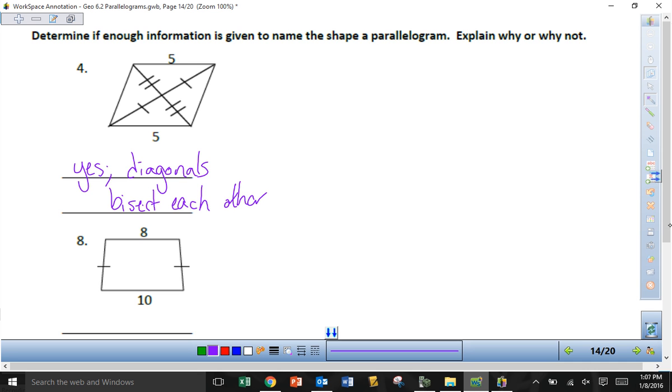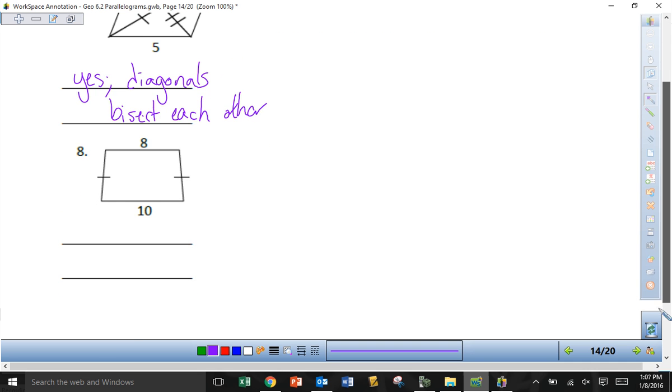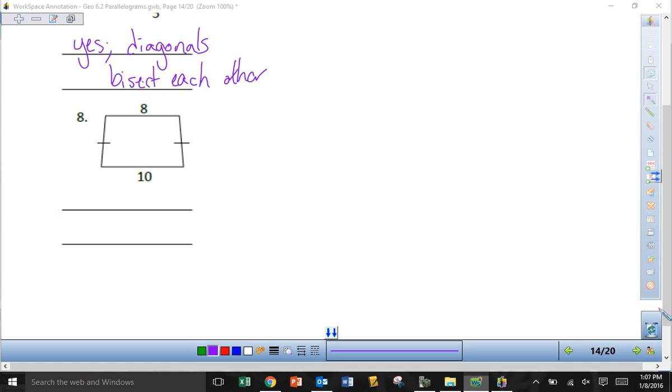Okay, for the next one we're going to skip down to number 8. It's right directly below the one we just did, and talk about it. Notice it looks kind of similar to number 2. We're given two tick marks here, and that again means the two sides are congruent. Let's check out what's happening with the other side. On problem number 2, we weren't given any information, but in this case we were told that this side was 8 and this side is 10.